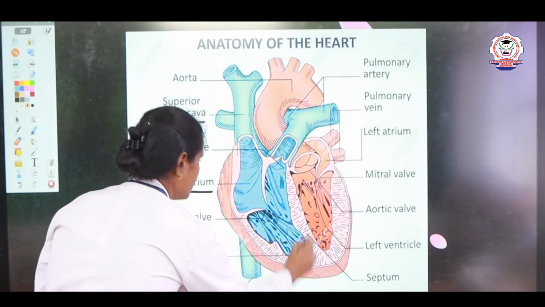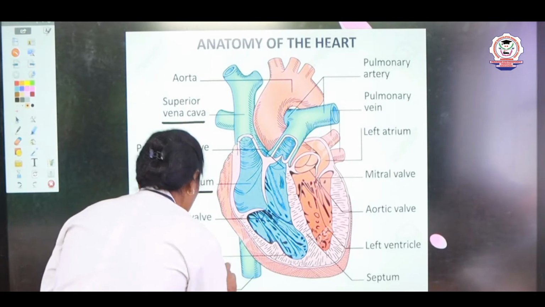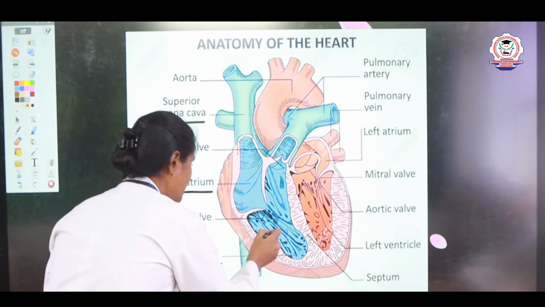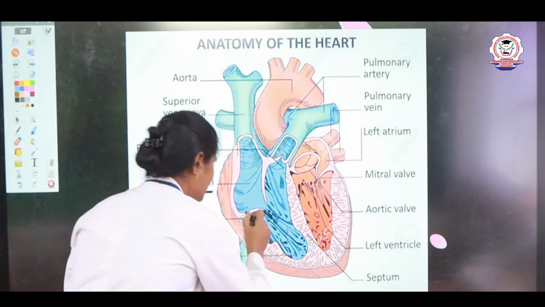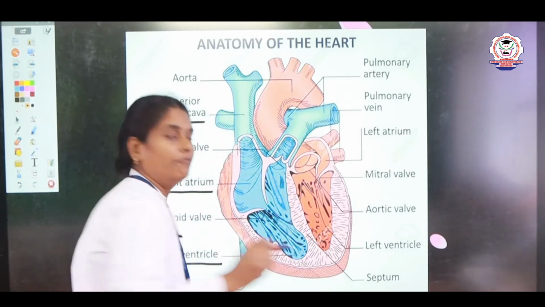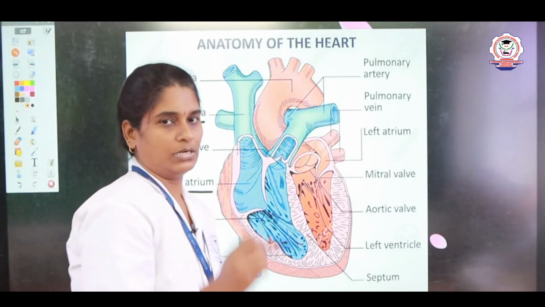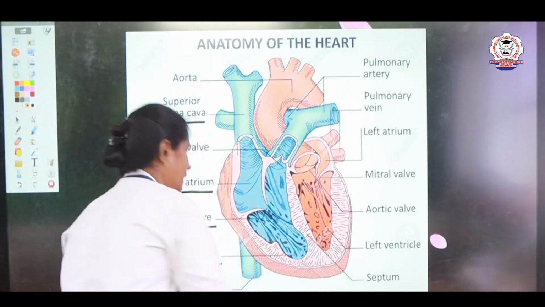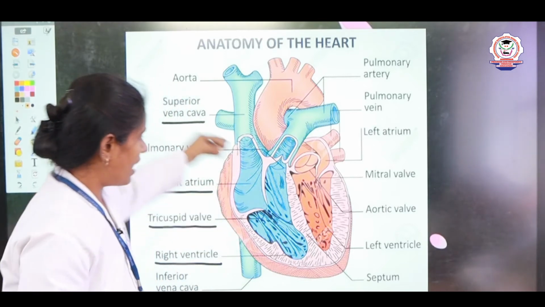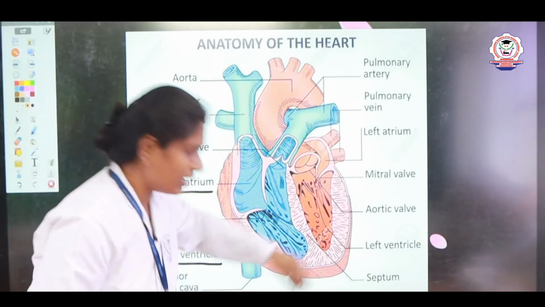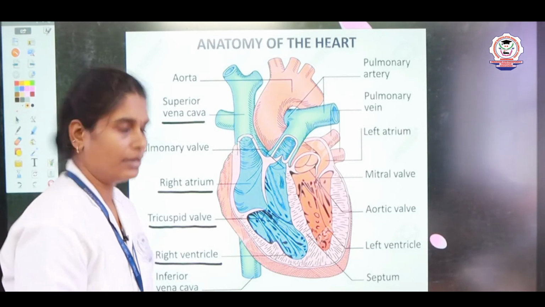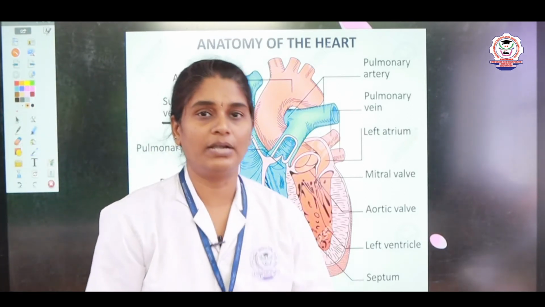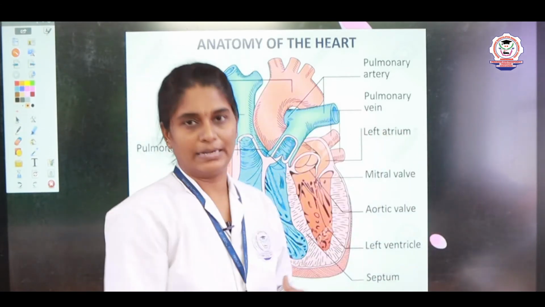This is the right ventricle. In between the right atrium and right ventricle, there is a valve. We call this valve the tricuspid valve. Through the tricuspid valve, the blood enters into the right ventricle. What is the main function of the valve? The valve helps in preventing the backflow of blood, right.